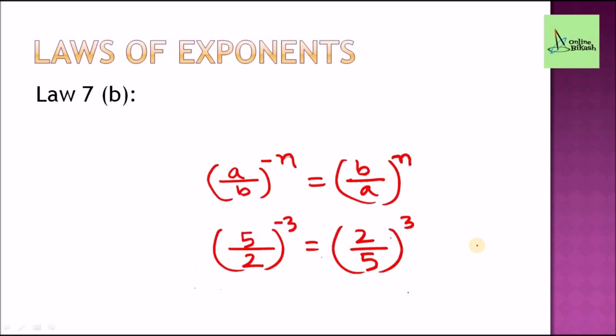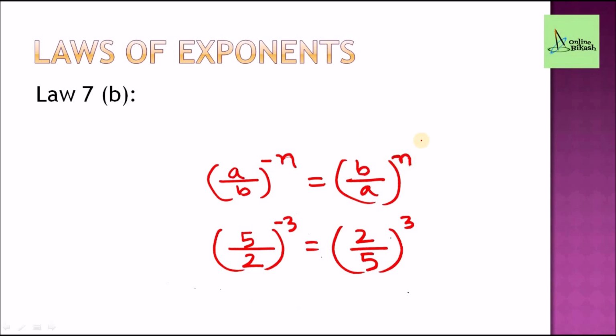Then the second law of the law 7. Here we will use a fraction. Say you have a by b whole to the power minus n. In that case, the base, the fraction, here we have used a by b, will change into its reciprocal, that is b by a, and the power will become positive. That means earlier we had negative n, and in this case it will change to positive n.